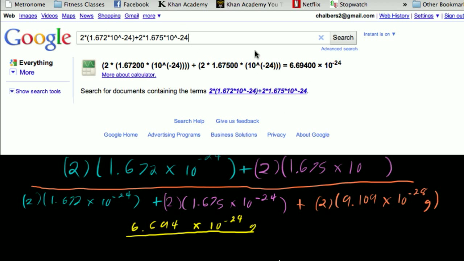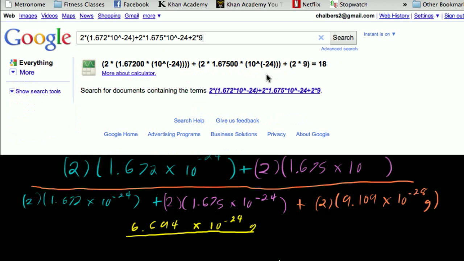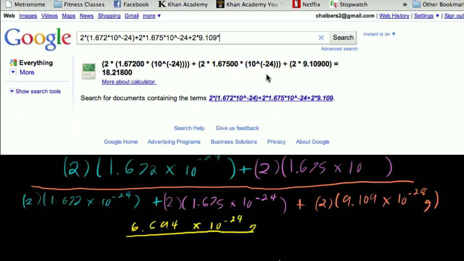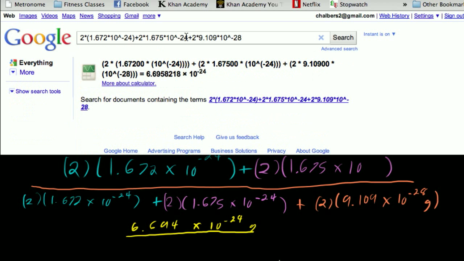And so now we're going to figure out the mass of the denominator, which is going to be the mass of the entire atom. So we're going to add to this 2 times 9.109 times 10 raised to the minus 28 power. So this is what this last term that I've got highlighted is, where I've got 2 times 9.109 times 10 raised to the minus 28th power.